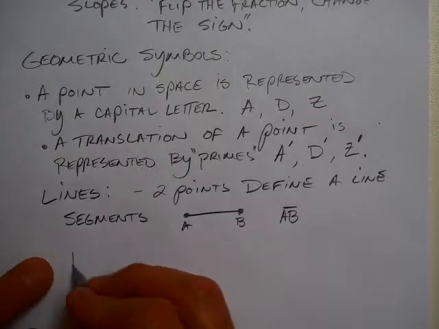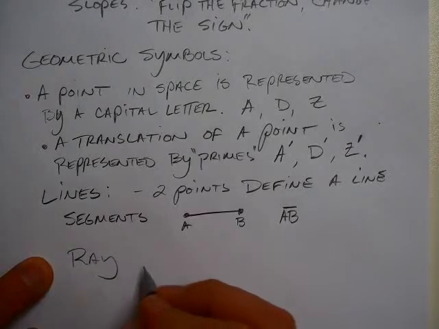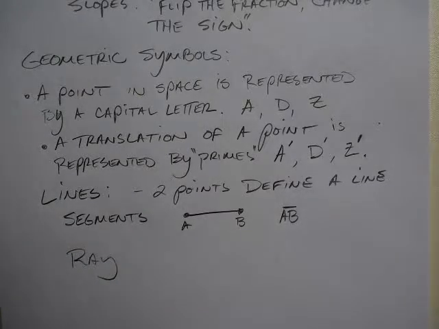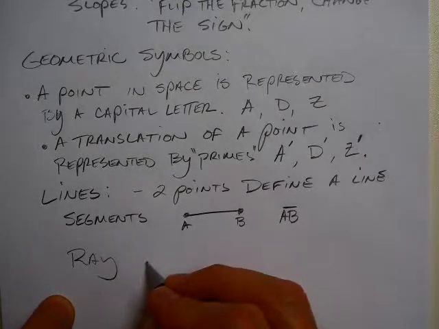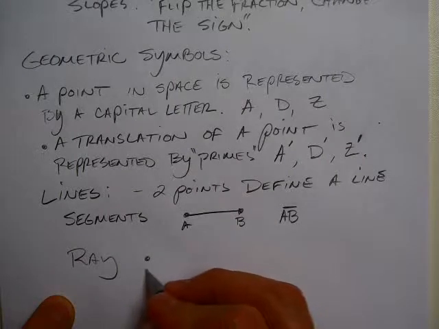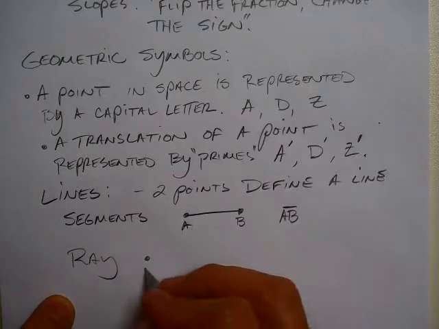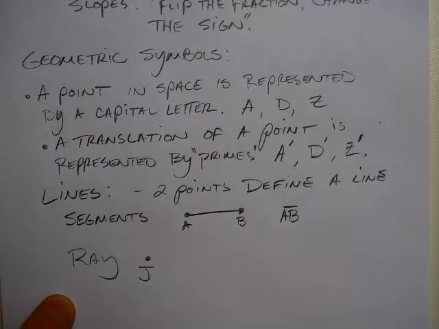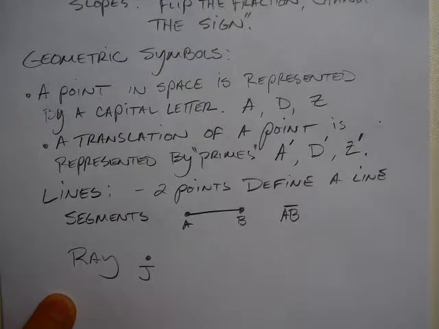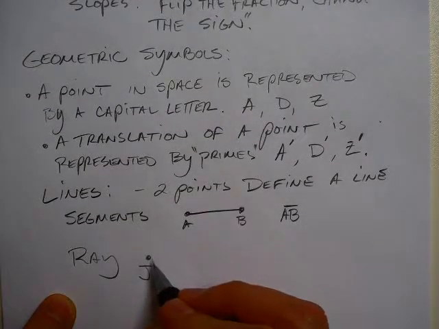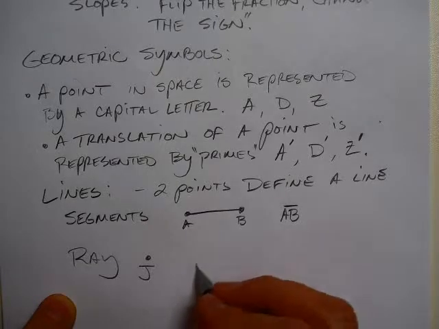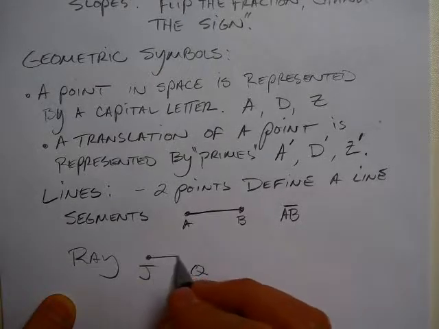The next thing is a ray. A ray is a little bit different. Where a segment has a starting point and an ending point, a ray has a starting point. Let's call it, I don't know, somebody pick a letter for me. A? I like J. I thought I heard J. J's different. J to where? Q? Okay, JQ. So we've got ray JQ.